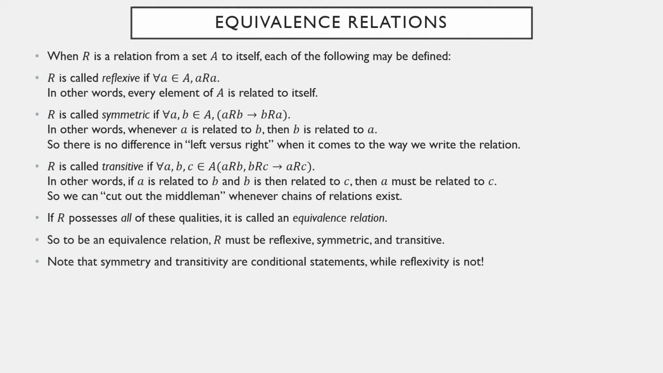And symmetry and transitivity are conditional statements. Reflexivity is not. Here we have a conditional statement. If A is related to B, then B is related to A. Here we have a conditional statement. If both of these things are true, then this one is as well. Reflexivity is not a conditional statement, which means it's generally proved in a different way.